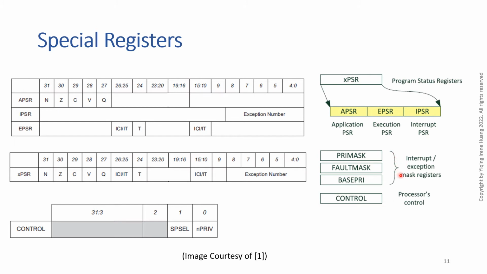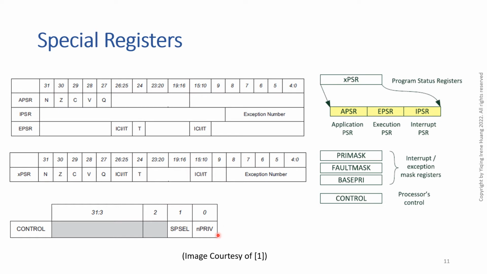And there are also interrupt exception mask registers. We don't have to worry about them for now, but in later labs, when we start to deal with timer interrupts and UART interrupts, we will talk more about it. The main thing is how to mask and unmask interrupts, and also how to set priorities of interrupt sources. Finally, there's the control register. It's 32 bits wide, but only 2 bits are used.